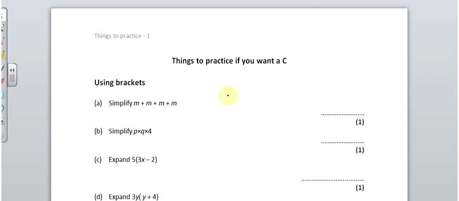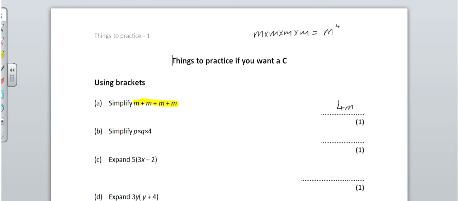Right, we're going to start just going through these questions on algebra. The first one asks you to simplify m plus m plus m plus m. And if you add those m's together, you get 4m. Don't mix it up with m times m times m times m, which gives you m to the power of 4. Those are the two things that people confuse.